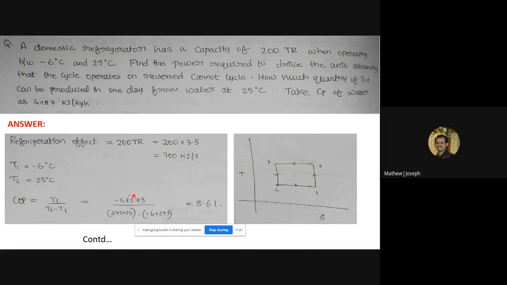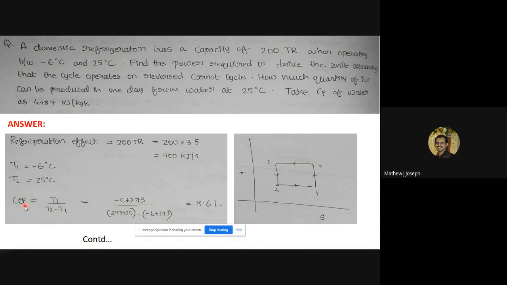So we can easily substitute in our relation and find the COP value. Always remember, I always tell you to take care of the units. Here the temperature units are given in degrees Celsius, but we need to convert them first to SI units. So (-6 + 273) divided by (25 + 273 - T1), where T1 is nothing but -6 + 273. The value of this relation is 8.61.